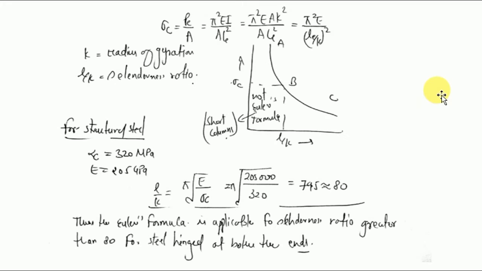Then we find the limitation for Euler's formula, which is calculated for structural steel, having sigma C equal to 320 MPa and E equal to 250 GPa, which is the Young's modulus, and the stress value. And we calculate the value of L upon K, which we also call the slenderness ratio, and we calculate the value as 80. Then we can say that Euler's formula is applicable for values up to 80 for structural steel.